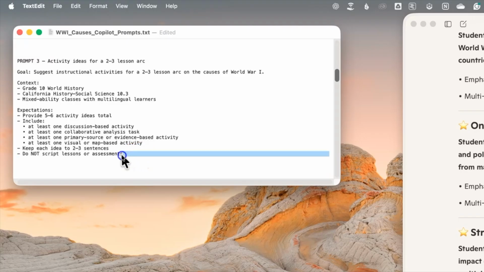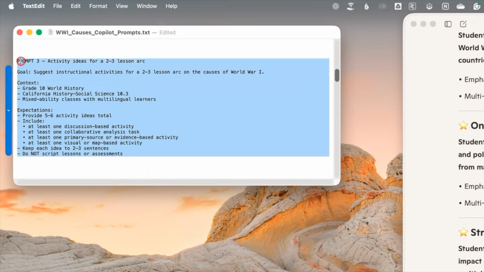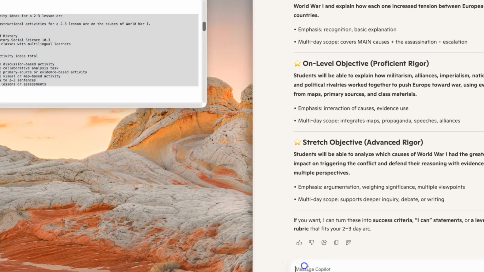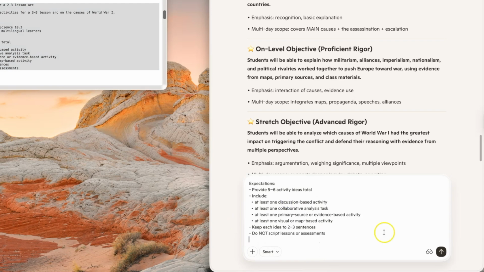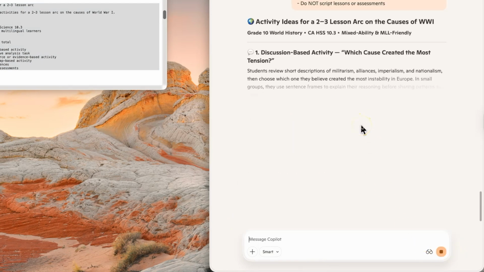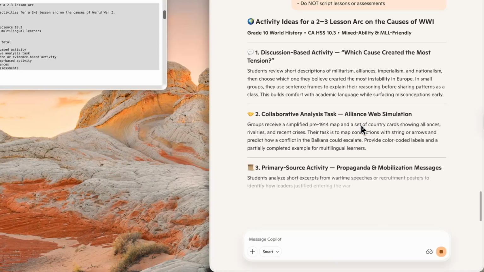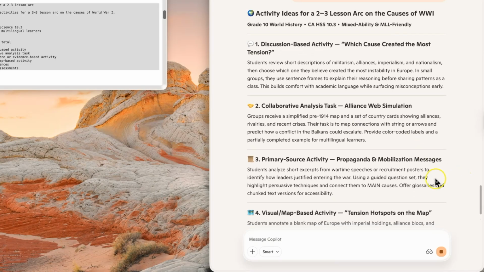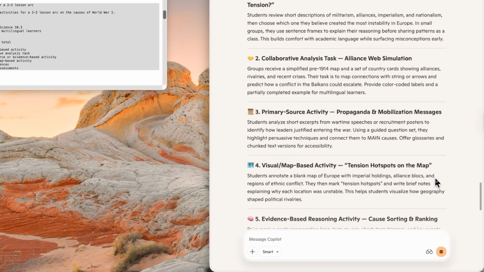Now I'm generating activity ideas for a multi-day arc on the causes of World War I. I'm asking for a mix of discussion, collaboration, primary sources, and map-based analysis. These are ideas to adapt, not a scripted lesson. I'm looking for activities that support historical thinking and not just content coverage.